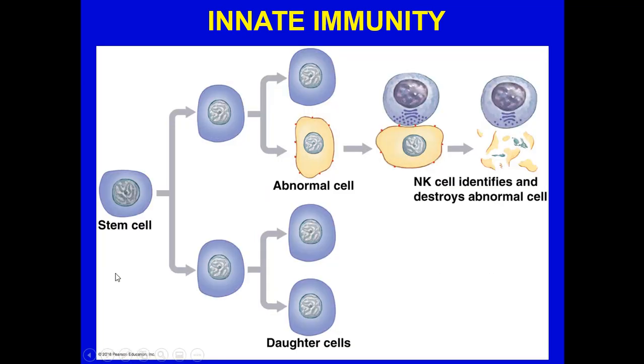Now, when we talk about NK cells, let's say we have a stem cell. It's gone through several divisions, continues through cell divisions, but there's a mutation in one of them. This mutation will follow itself down until it's detected by an NK cell. The NK cell will then act on it and destroy the abnormal cell.